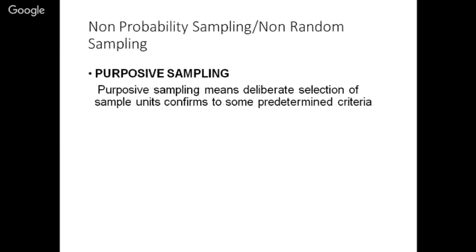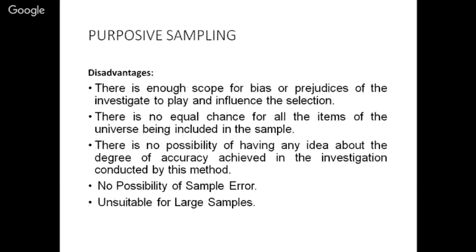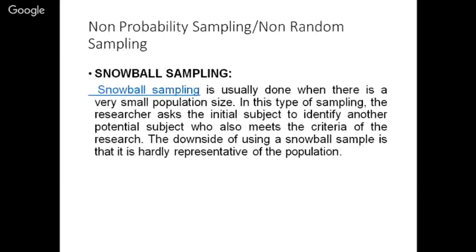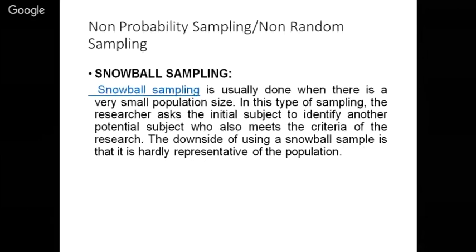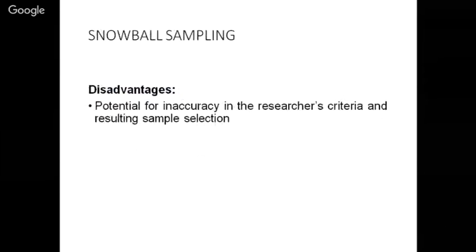Purposive sampling is when there is an arbitrary method or predetermined criteria that is fixed by the researcher, and based on that particular criteria, he will choose the sample size. Snowball sampling is used when the population is very small and the researcher will identify the initial subject, and from that initial subject, he will choose different samples for that particular population.